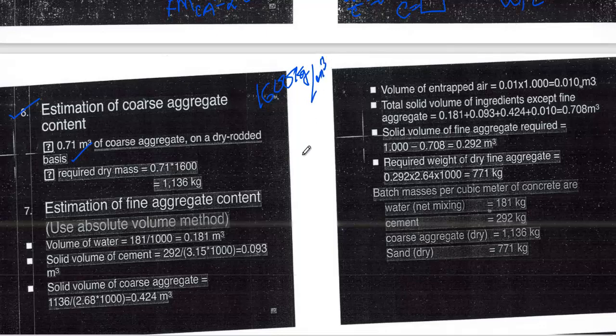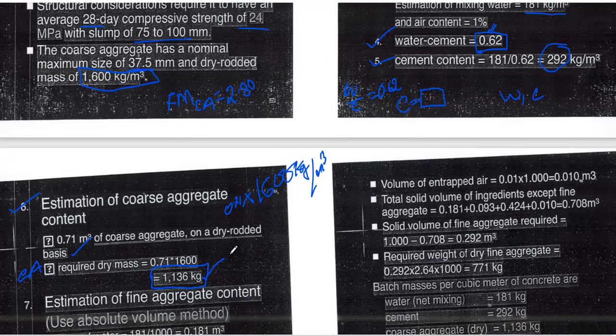Do you understand? So if you multiply this by 0.71, you are going to get something in kg. So exactly you get the mass, how much coarse aggregate you need. So this much coarse aggregate you need. So 1136 kg. Up to this, is it clear? Okay. So have a look.